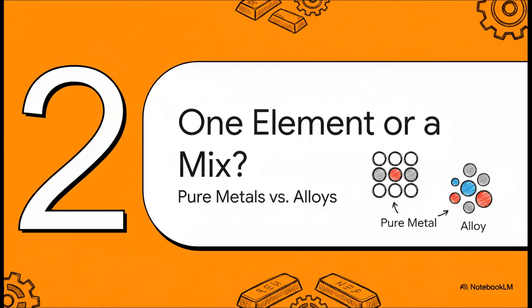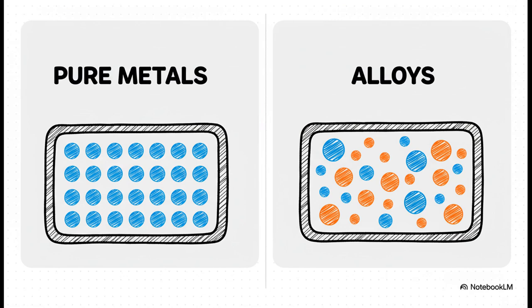Okay, so the first major split in the metal family tree comes down to this. Are we looking at a single core ingredient, or are we looking at a custom-made recipe? This is the huge difference between what we call pure metals and alloys. Yeah, it's really that straightforward. On one side, you have pure metals, which are just a single element, period. On the other side, you have alloys, which are a deliberate mixture of things. Let's break that down just a little bit more.